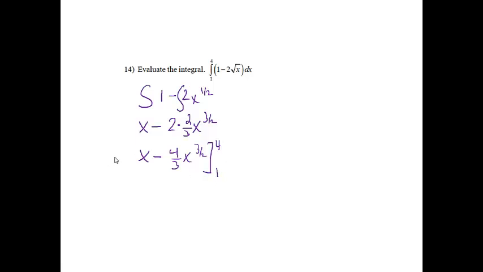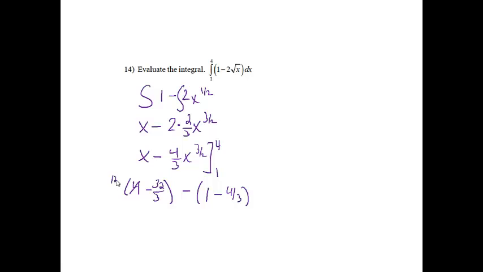So let's do this. If I evaluate it at 4, I'm going to get 4 minus, if I plug 4 in here, 4 to the 3/2, let's do the square root first. So the square root of 4 is 2, 2 to the 3rd power is 8, 8 times 4/3 is 32/3, and then minus, plugging in 1, I'm going to get 1 minus 1 to the 3/2 will be 1 times 4/3 is 4/3. All right, so now from here, it's just simplifying.